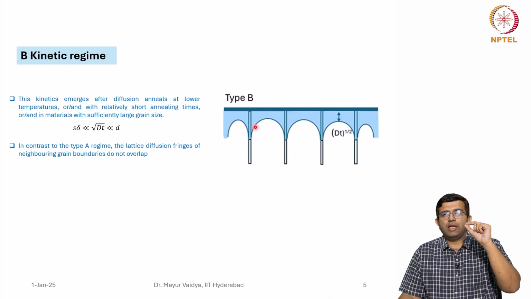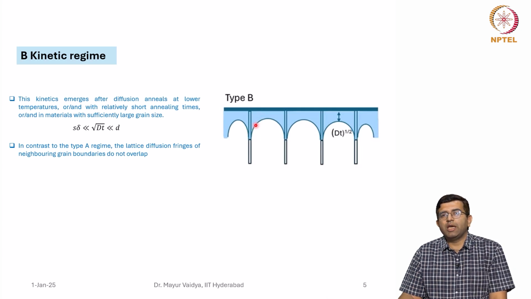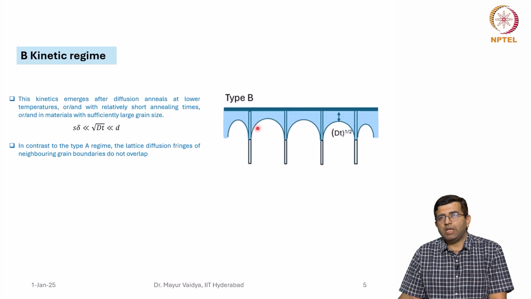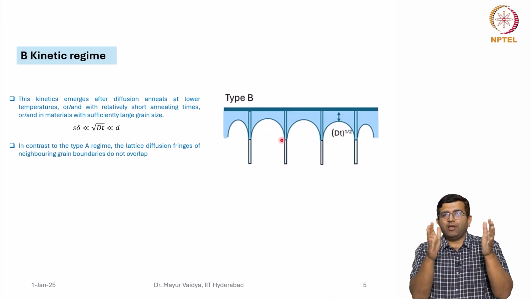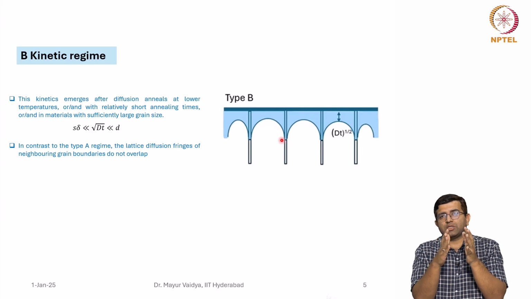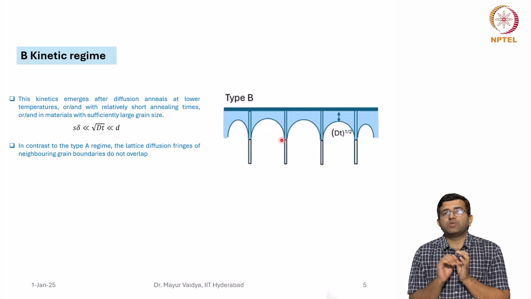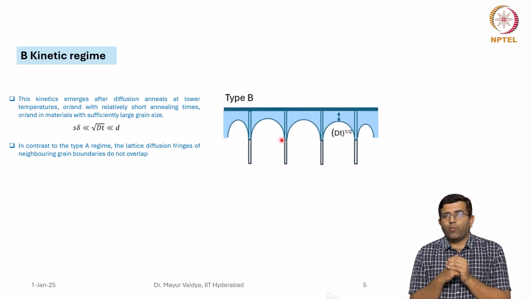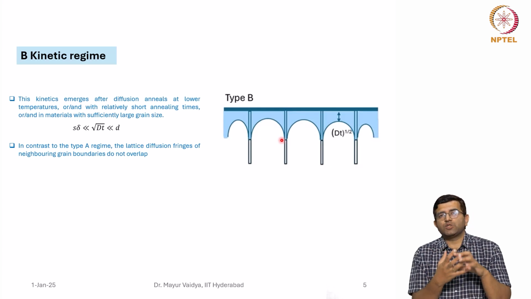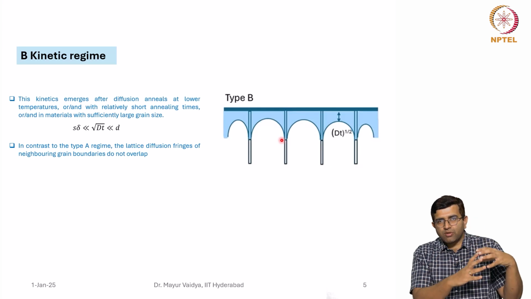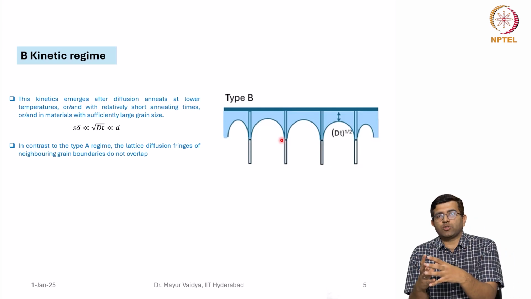So, here it is possible for me to say that if I am, let us say at this point, near this grain boundary, then the contribution is coming only from the leakage flux of this grain boundary and not from this grain boundary. Similarly, when I am here, then it is coming from this particular grain boundary. So, the neighboring grain boundary fringes do not overlap. That is the most important characteristic of this B kinetic regime. And what it does is, it allows us to measure the lattice diffusion and the grain boundary diffusion coefficient separately.